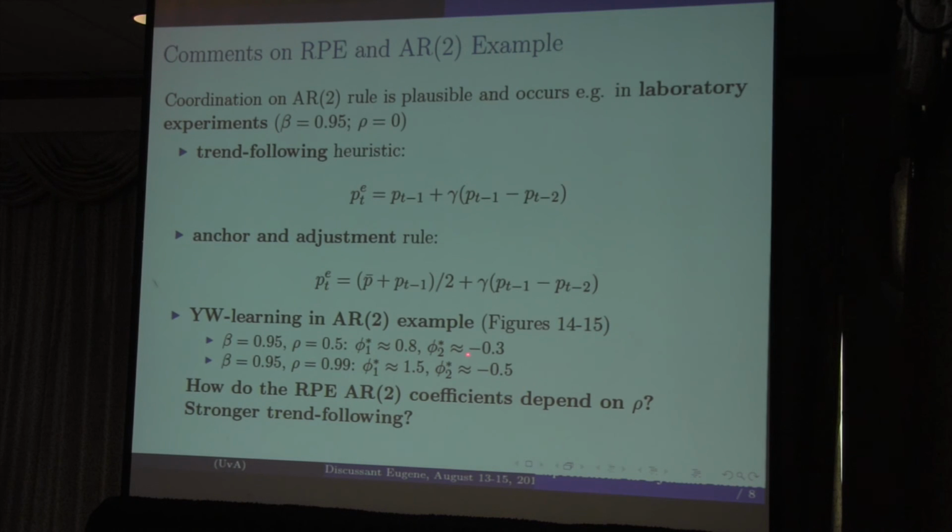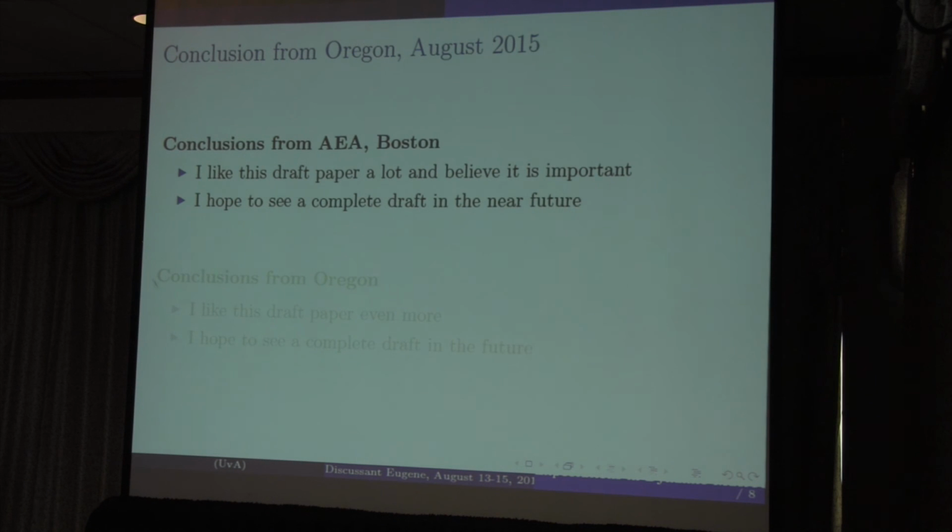And it might also be interesting to look in your AR2 example at how the stable equilibrium depends on the coefficient of the autocorrelated shocks. These 2 examples suggest that when you increase the autocorrelation in the shocks, you get stronger trend following behavior in your group. Okay, so these were my conclusions in Boston.